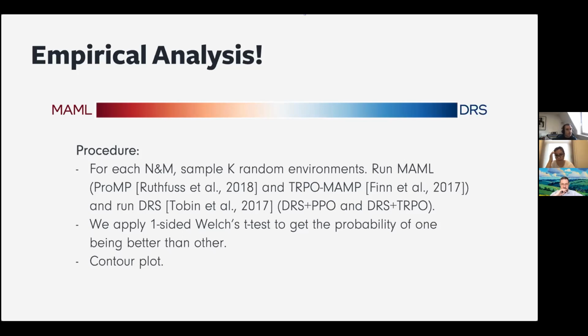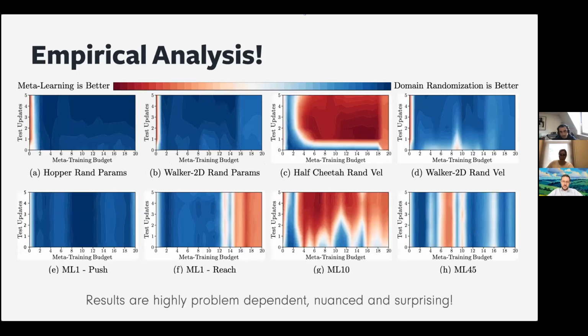Then we assume these reward values are Gaussian, and we apply a one-sided Welch t-test to get the parametric probability that one algorithm is better than the other. After getting this probability, we color it such that if the probability of DRS being better than MAML is 1, it will be blue. If the probability is 0, basically MAML is definitely better than DRS, it will be red, and anything between follows the spectrum. And we look at this contour plot.